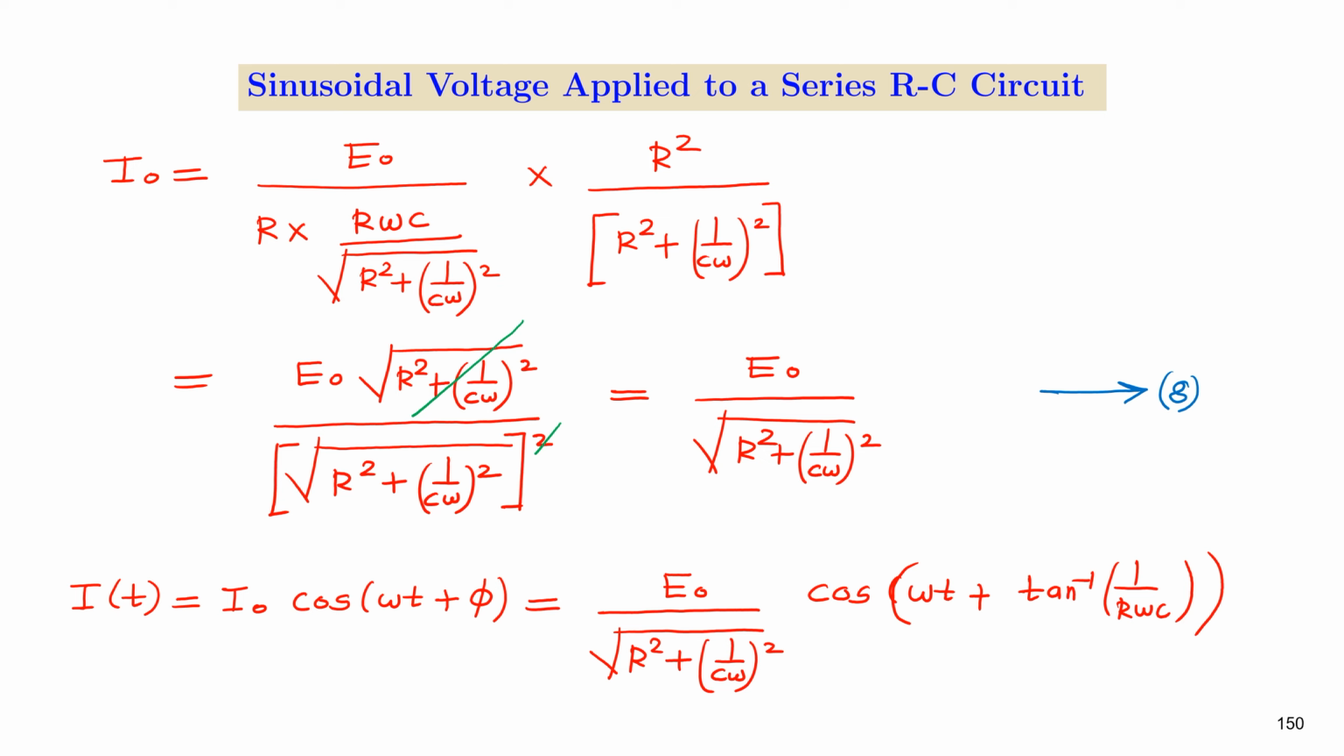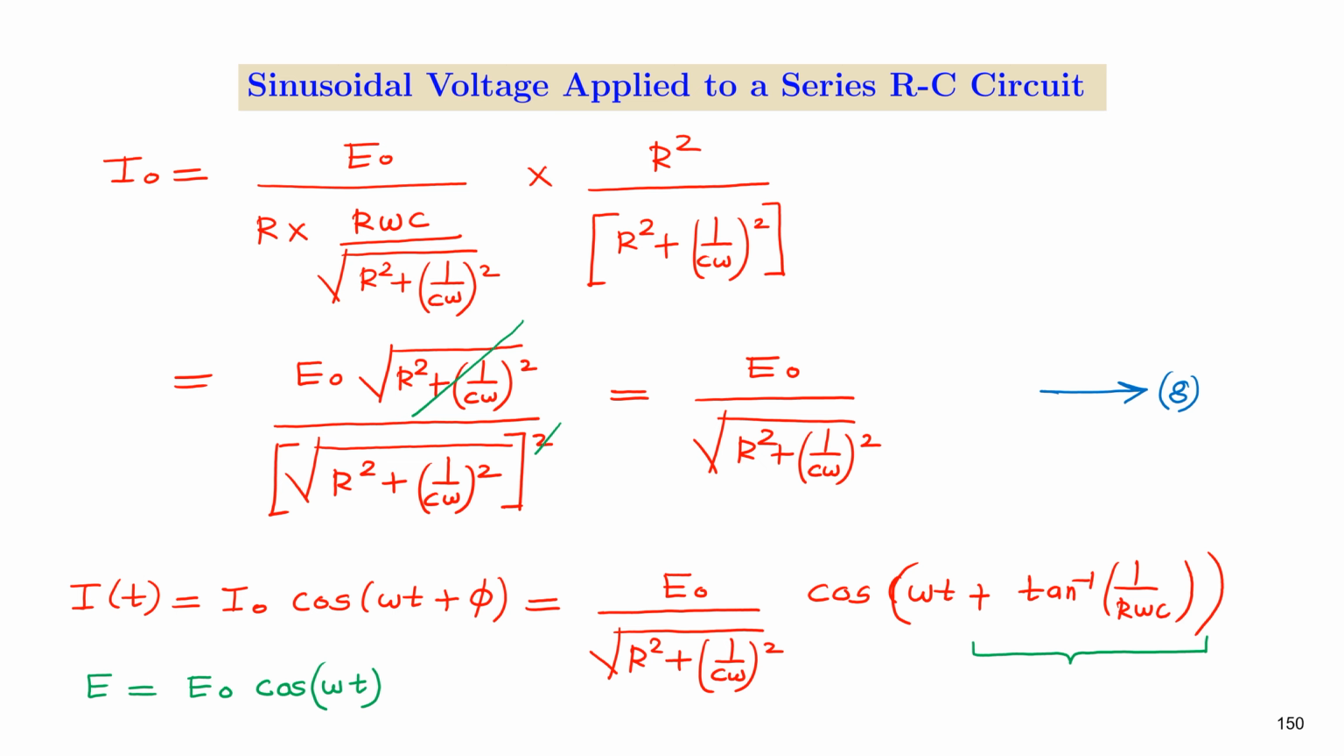If you remember, the voltage that we applied is E0 cos omega t. And the presence of the capacitor in the circuit introduces a positive phase, that is, phi is positive in the RC circuit. That is, when we apply a sinusoidal voltage to a series RC circuit, the current leads the applied voltage by a factor of phi.